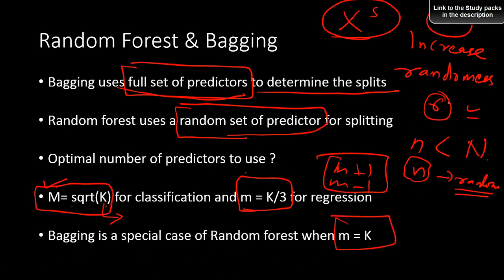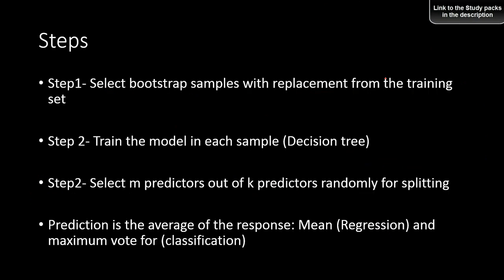That means when, instead of taking 6, you take 10 variables, you are simply building a bagging model instead of a random forest. So the fundamental difference is that you are taking a lesser number of predictors while building your random models by taking bootstrap samples from a main sample and so on.